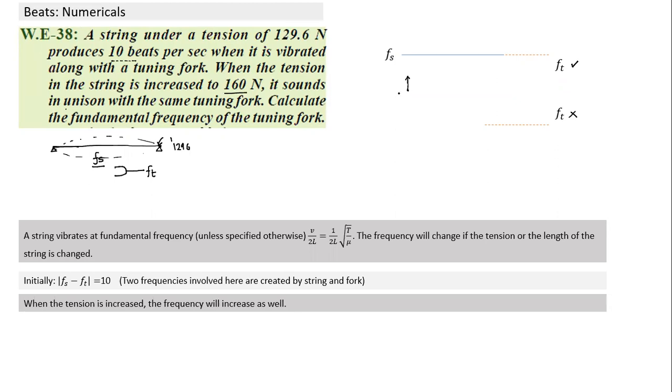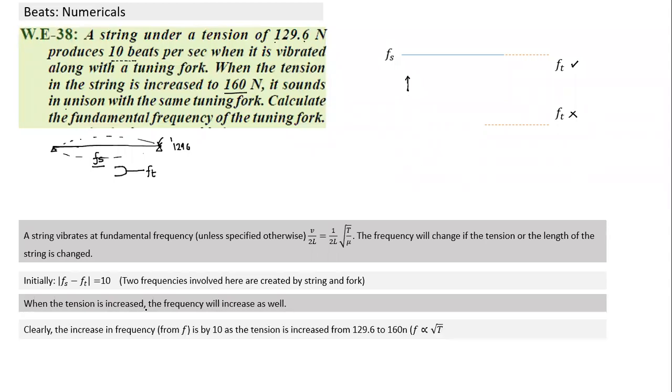And how much is the change in frequency? The whole question can be summarized as: the tension is changed from 129.6 to 160, and the frequency has changed by 10. Earlier the gap was 10, now the gap has become 0. It means the change in string frequency is 10. Clearly, if the initial frequency was F, now it has become F plus 10, due to the increase in tension from 129.6 to 160.